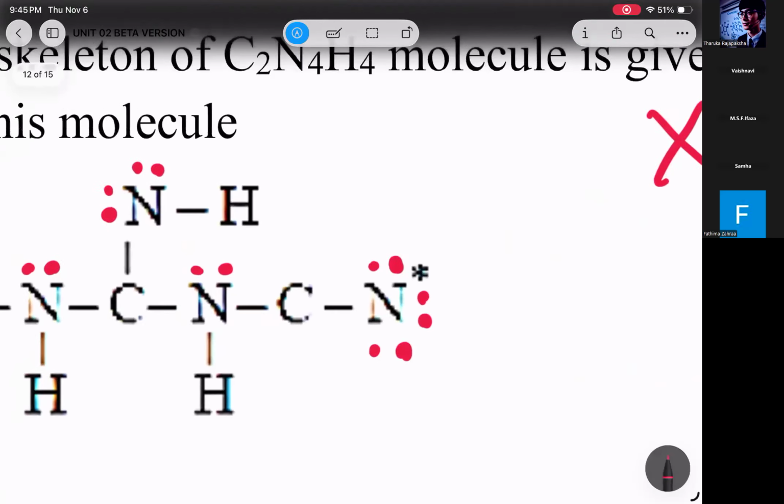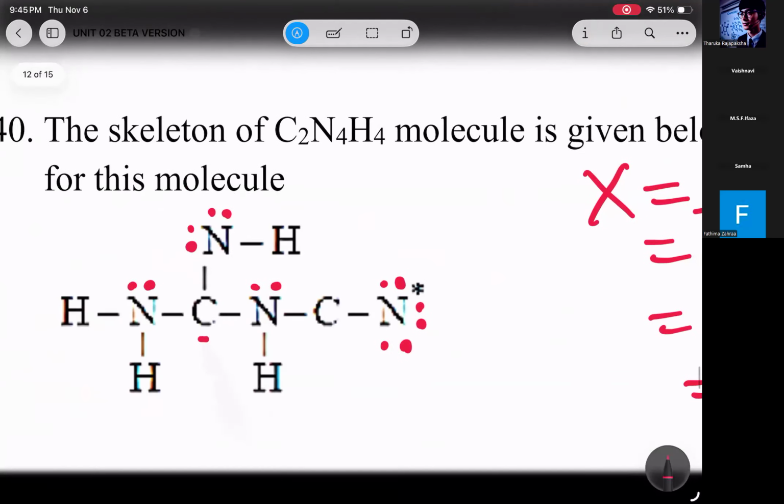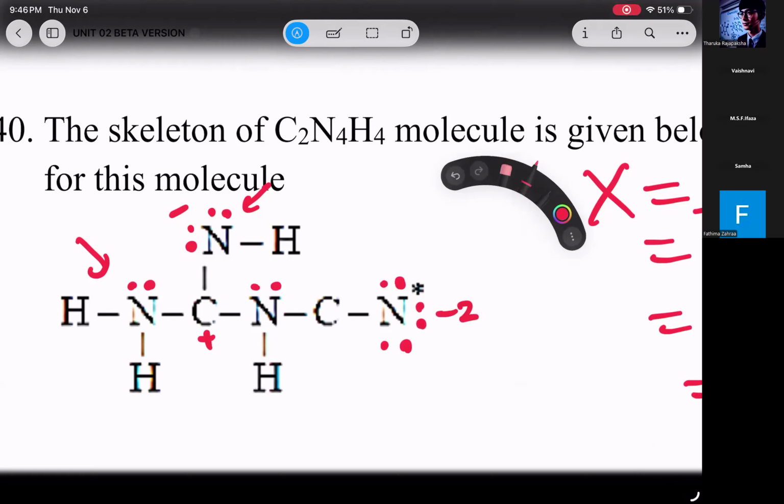Okay, now let's mark the charges. Carbon gets a positive charge. This nitrogen, no charge. This nitrogen, 1, 2, 3, 4, 5, 6, right? So it's minus 1. And this nitrogen, 1, 2, 3, 4, 5, 6, 7. That is minus 2. This carbon is plus 2. This carbon is plus 2.